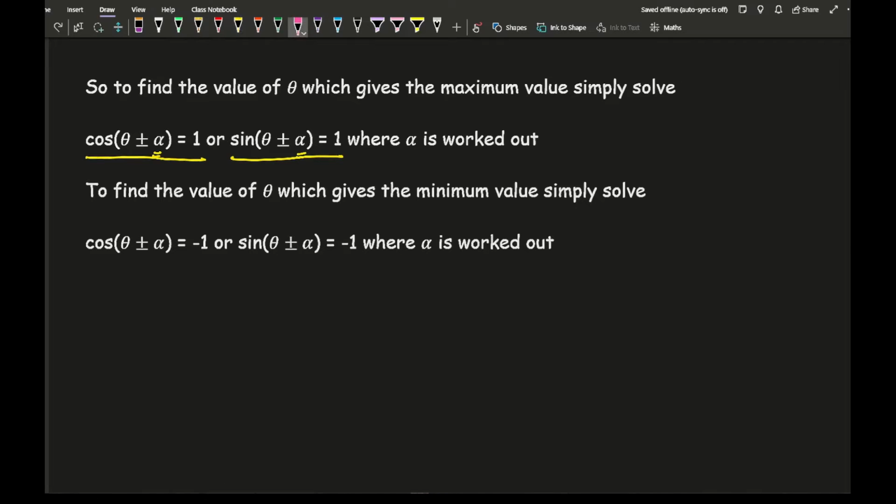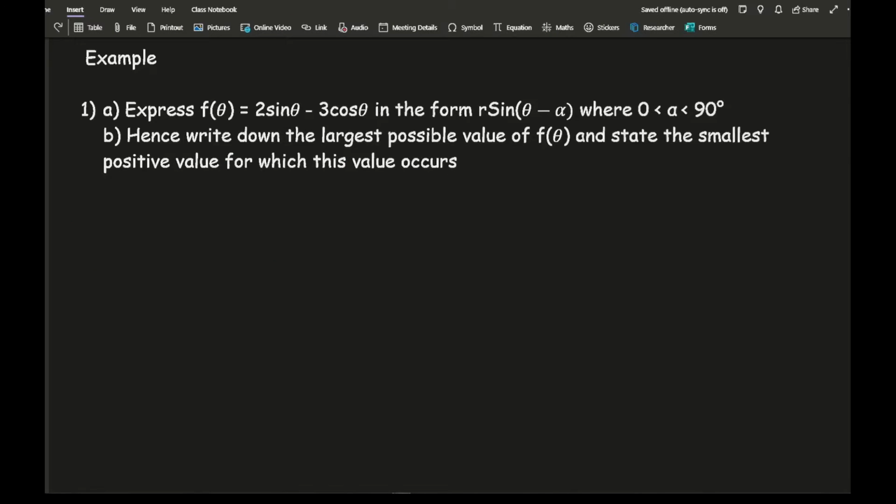Similarly, to find values of theta that give the minimum value, we substitute our alpha value in, and then solve this if we're working with cos, or solve this when we're working with sine. So R has no relevance at all to finding the theta value for our maximum value. If that failed to make any sense, hopefully going through some examples will make it make a little more sense.